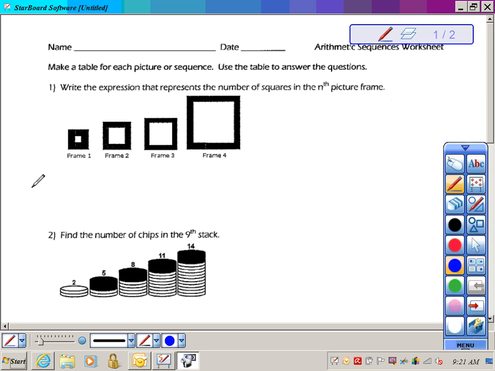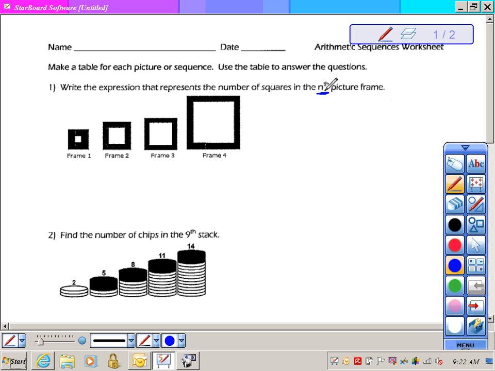Arithmetic sequences. Right now, with number 1, we have shapes. Eventually we're going to get into numbers that are in sequential order. What's going to happen is we're going to learn ways to make shortcuts. So if they ask you what the 100th term is, or the nth term, you've got to come up with some kind of shortcut for that.